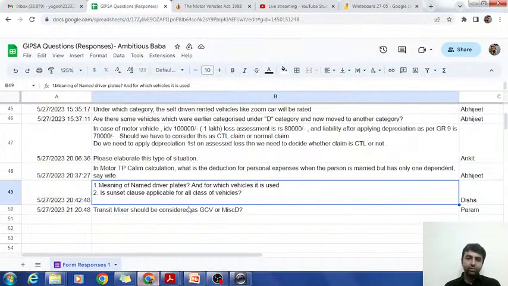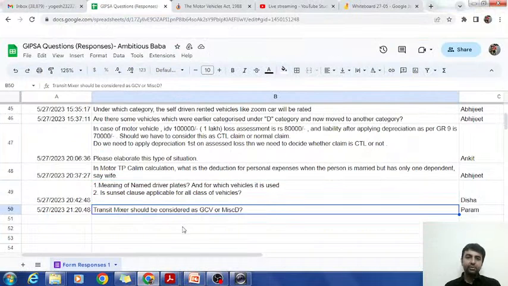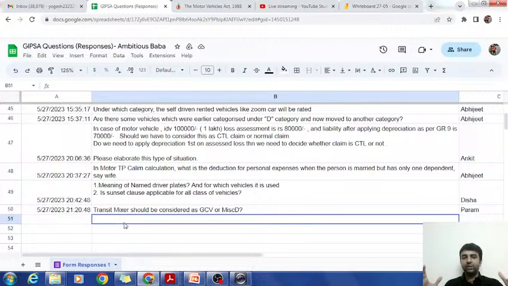Okay, going back to the question. Should a transit mixer be considered as GCV or miscellaneous D class? A transit mixer is a machine, right? A truck mounted with a mixer on it. So you can consider it as either GCV or miscellaneous D, whichever you wish.